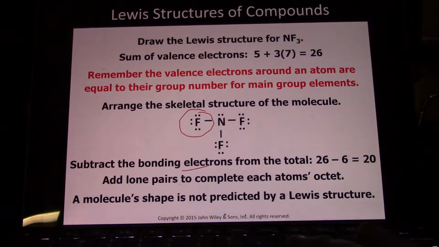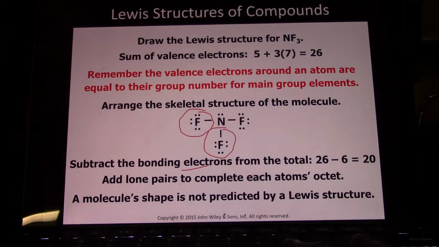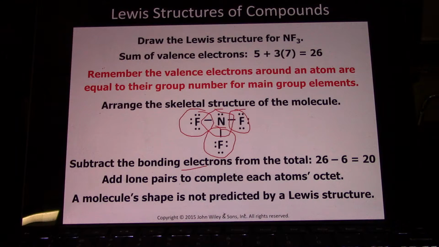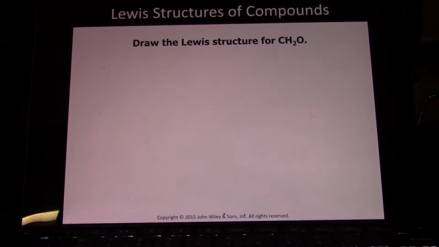Fluorine does. 6 of its own and 2 shared. Each of the three fluorines does. Nitrogen does. 6 shared, 2 of its own. So this is a good structure.